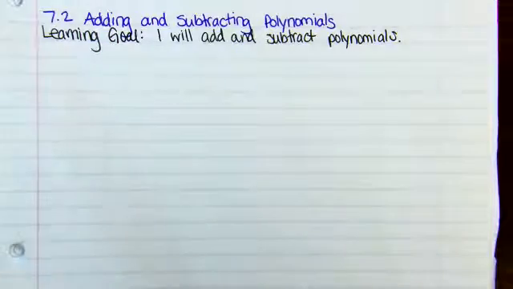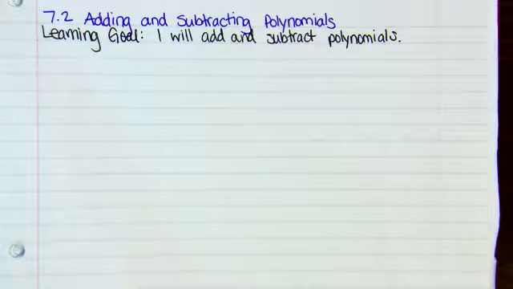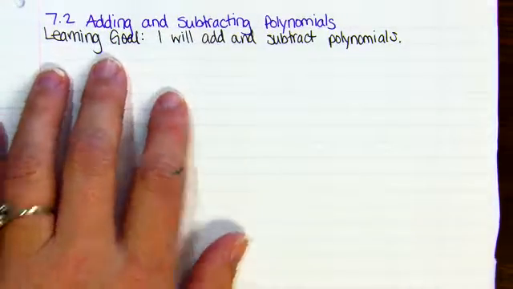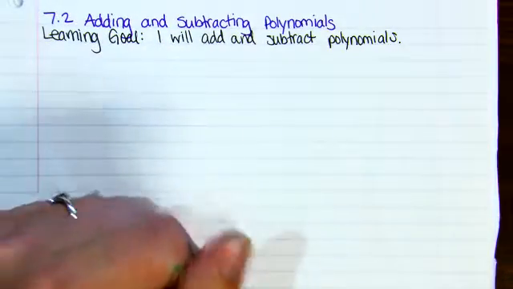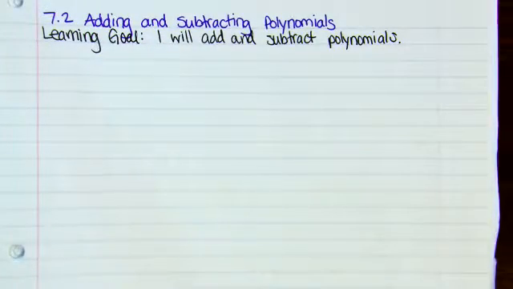So now that you know what a polynomial is and how to find the degree of polynomials, we're going to talk about adding and subtracting them. So our learning goal for this section, I got ahead of myself, I wrote it down before I started recording: I will add and subtract polynomials. Pretty straightforward. This is going to look really similar to stuff you did in 6th and 7th grade because it's just really combining like terms.